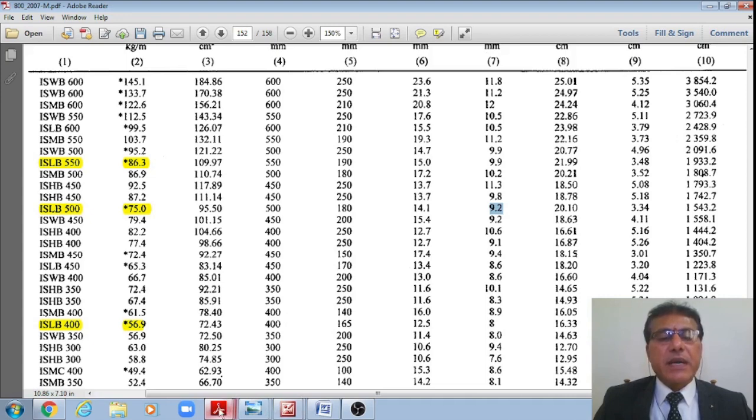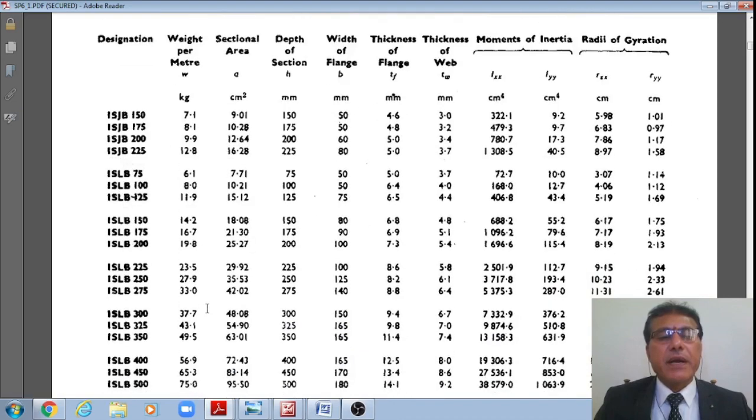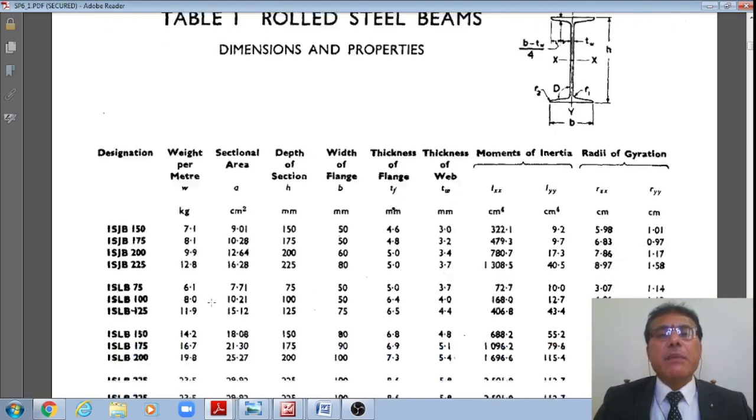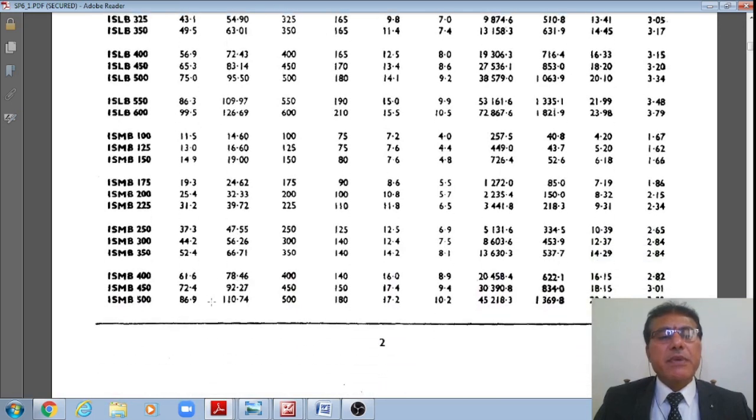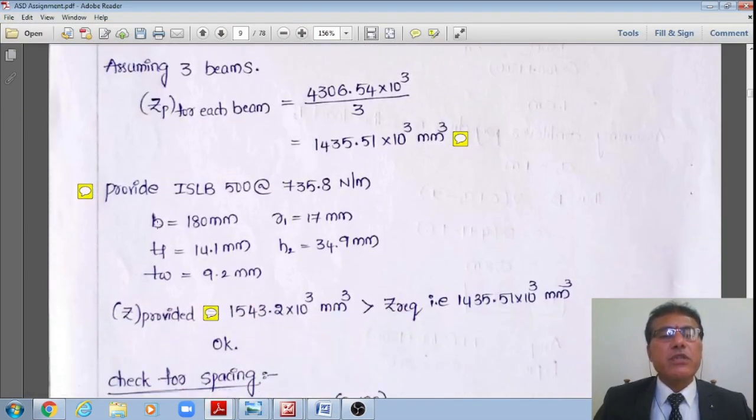From this IS 800, or alternatively you can go to SP 61, Table 1, page number 2, ISLB 500. Now you can see here ISLB 500 at the rate of 75 kg per meter. The same sectional properties are shown, except we don't have the plastic section modulus in this SP 61. Therefore, that is noted from IS 800 2007 as per the new code, right? Therefore, I just noted down this property, student.